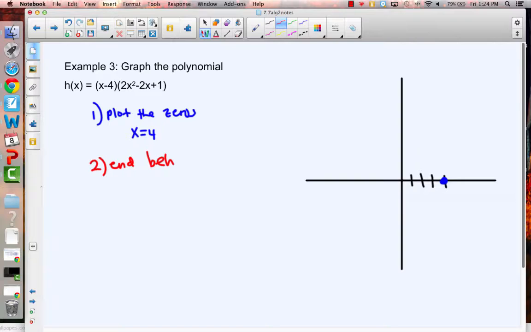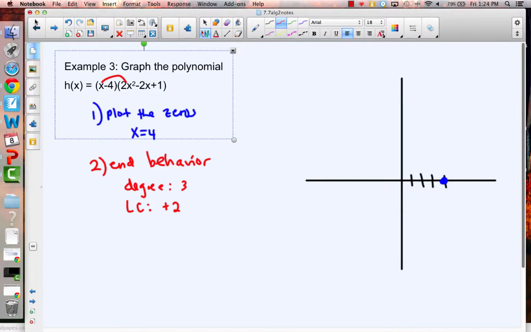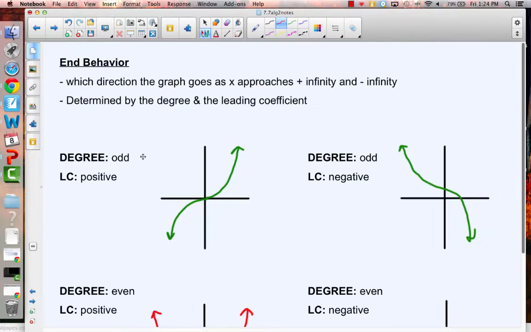So we need to look at our degree and our leading coefficient. Well, we have 3 x's here, so if I FOIL this, my highest exponent is going to be an x cubed. So our degree is 3, and then our leading coefficient is going to be a positive 2. So in this case, we're odd, and we are positive. So if we go back to our rules, when it's odd and positive, same thing again. We're going up to the right and down to the left.